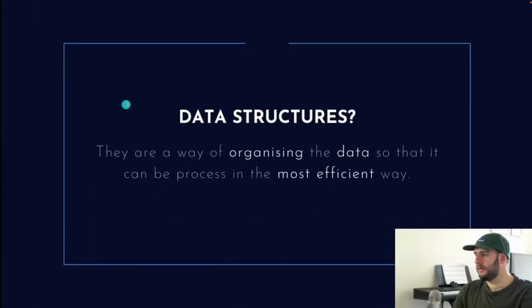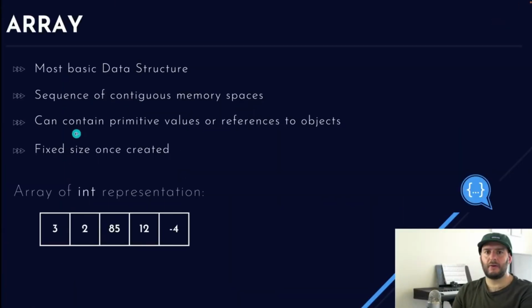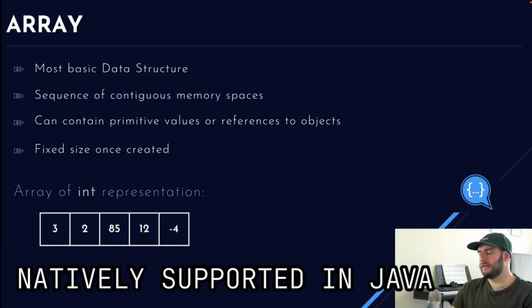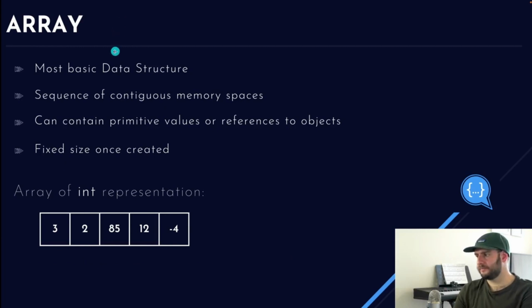So the first one that we're going to see is called the array. And this is the most basic data structure. This is supported natively in Java. It's not a library. It's natively supported and it's part of the language. It's basically a sequence of contiguous memory spaces where you can put objects or primitive values.